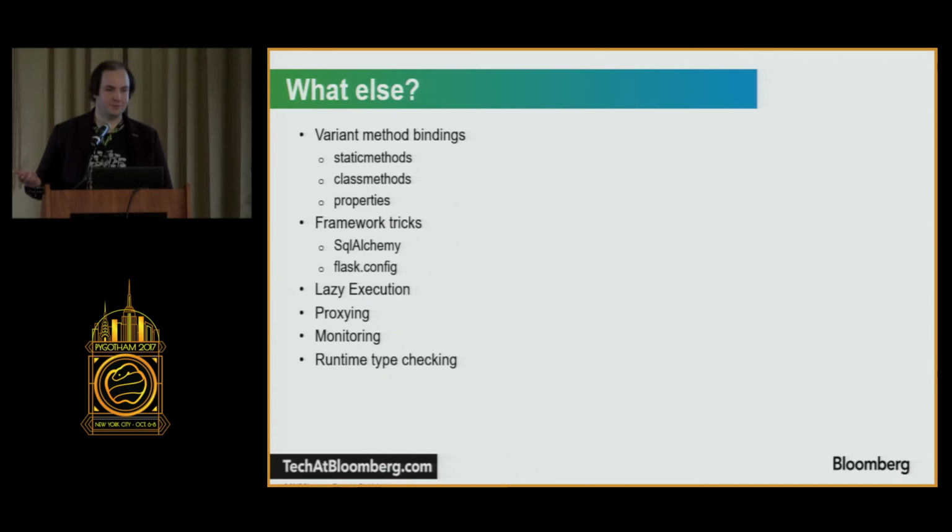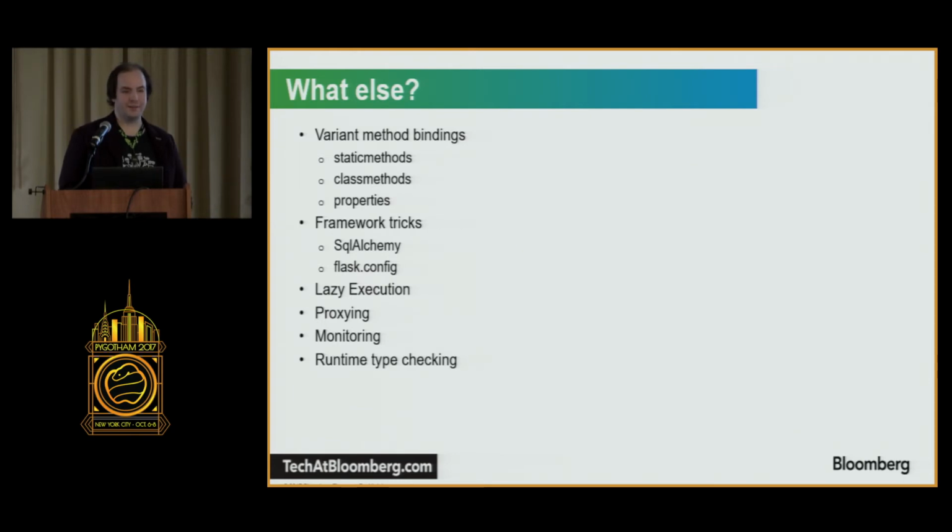Okay, so what else? If it's just an internal, not so exciting. So obviously, if this is used for normal method bindings, it's also used for the variant method bindings. Interestingly enough, they came in at the same time. You have your static methods, your class methods, and your properties. These are all functioning by making a different descriptor that binds functions in a slightly different way to make it all work together.